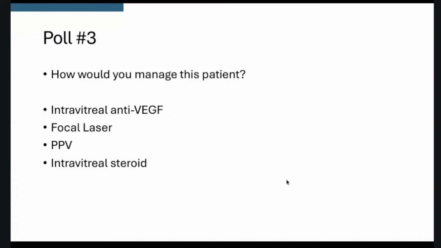And even though we were treating the other eye with anti-VEGF, we weren't quite sure long-term what that would look like and what the follow-up would look like. And then for those who said PPV, I would say no. That's a bit of an overkill for non-center involved diabetic macular edema.